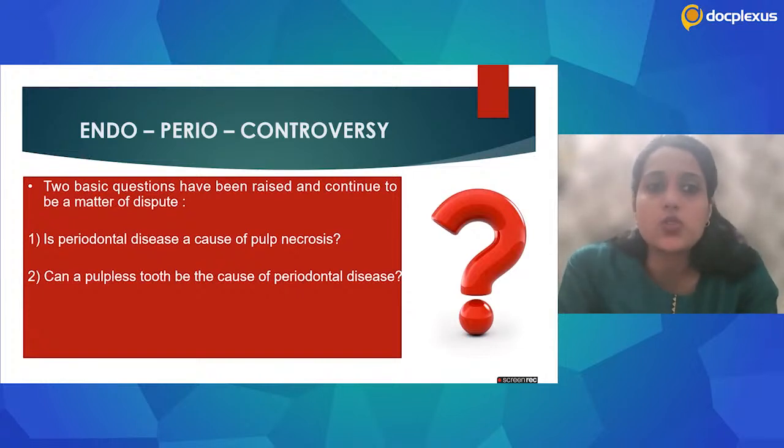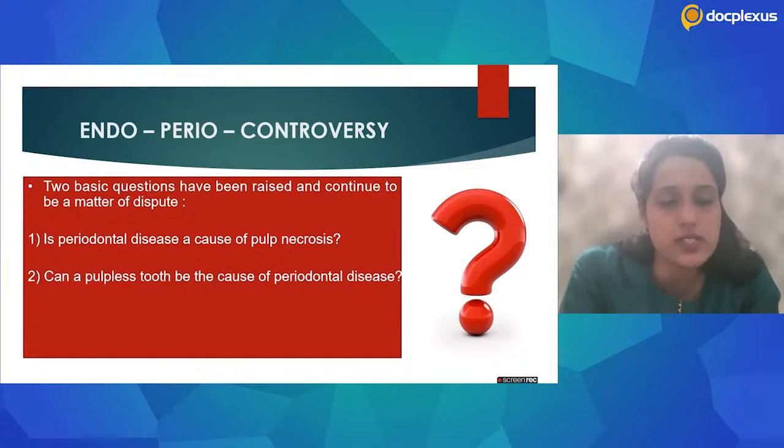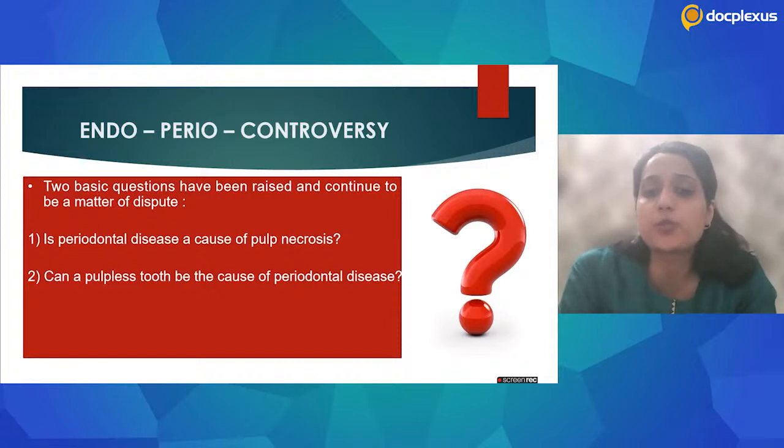Now coming to these two basic questions: is periodontal disease the cause of pulp necrosis? We keep fighting over it, maybe not in the colleges, but later, yes, definitely. And can a pulpless tooth be saved, or can it be a cause of periodontal disease? These are the two questions that keep coming. They keep asking every time.